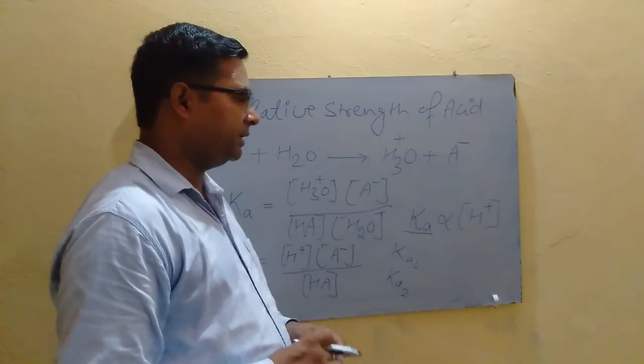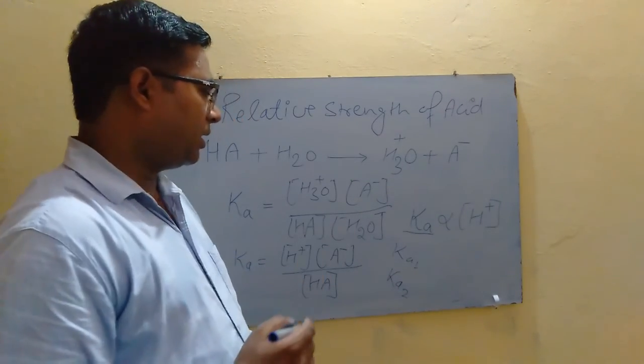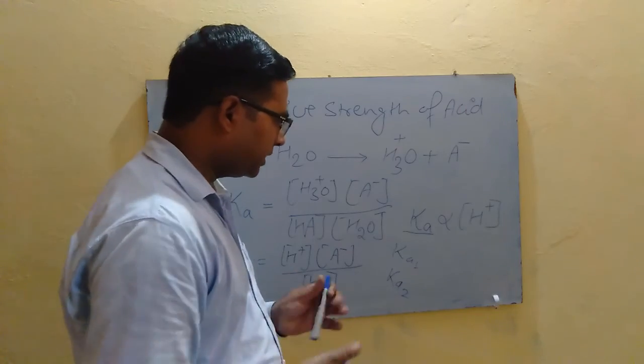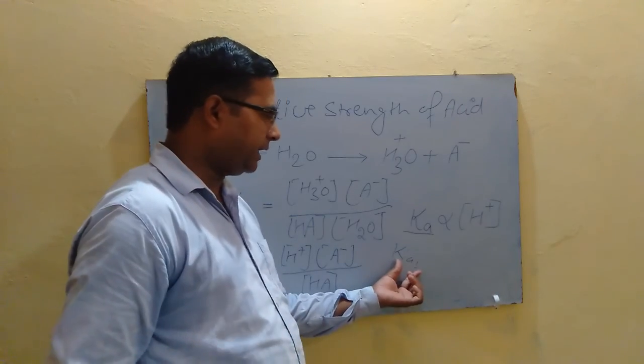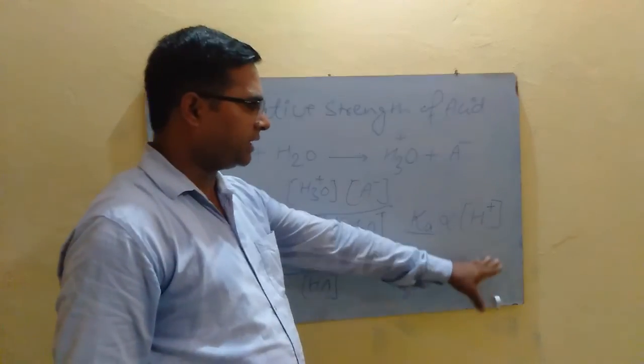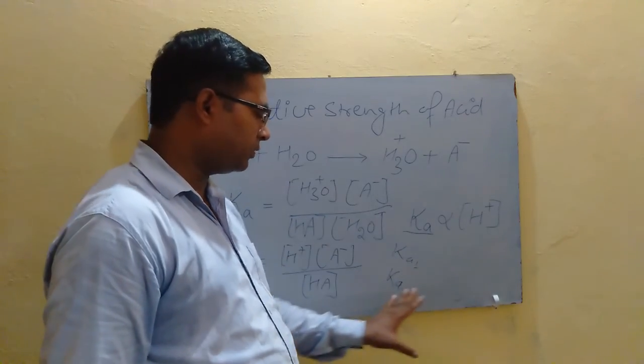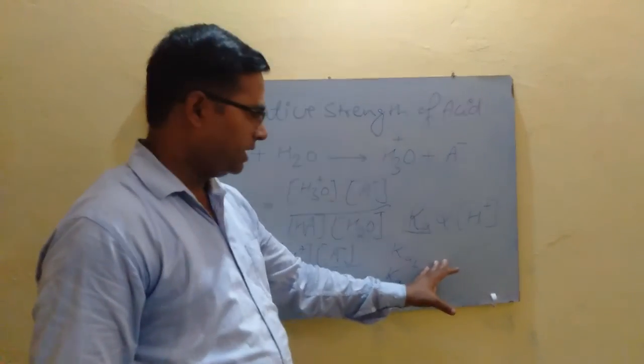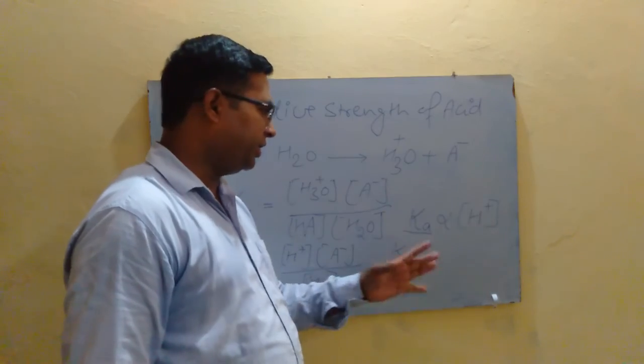So if two acids are compared with each other, and one acid has the higher concentration of H ion in the solution as compared to another one, it will be the stronger acid, and the second acid will be the weaker in nature.